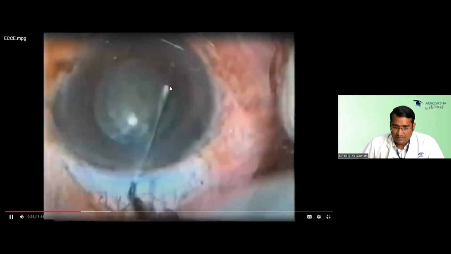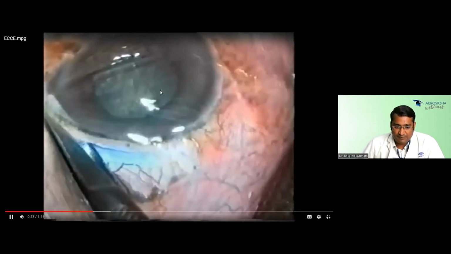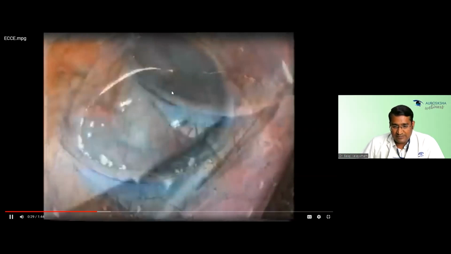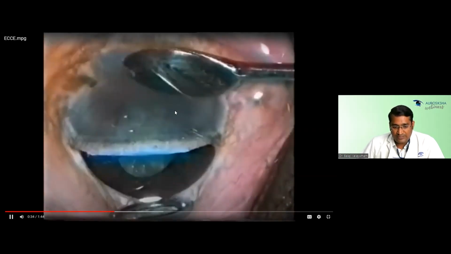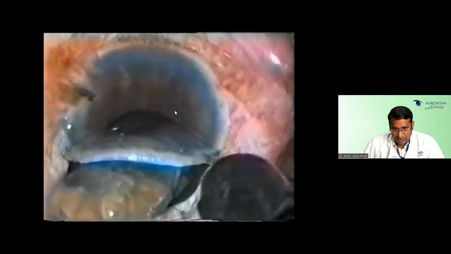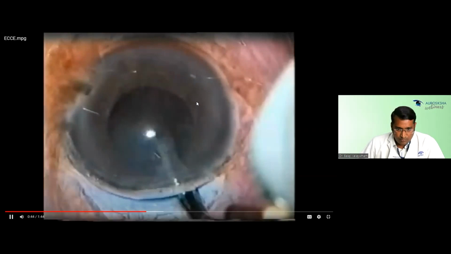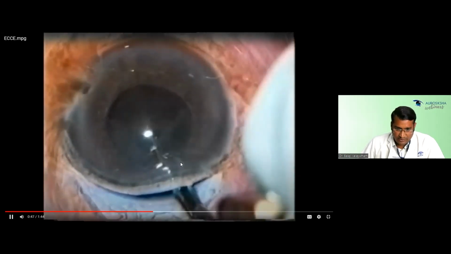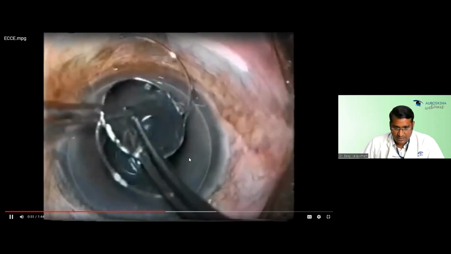So the surgeon has made small openings in the capsule and removed the anterior part of the capsule. Now, once that is done, the surgeon enlarges the wound and removes the nucleus from the capsule. Here, only the nucleus is removed. The rest of the cortex is in the bag. Now, what the surgeon does is take a Simcoe cannula, remove the cortex, and then place the intraocular lens.